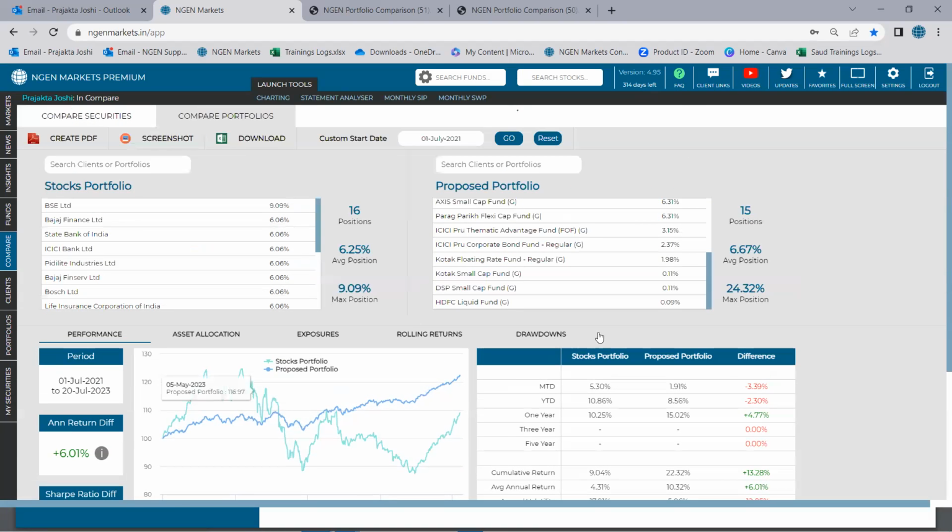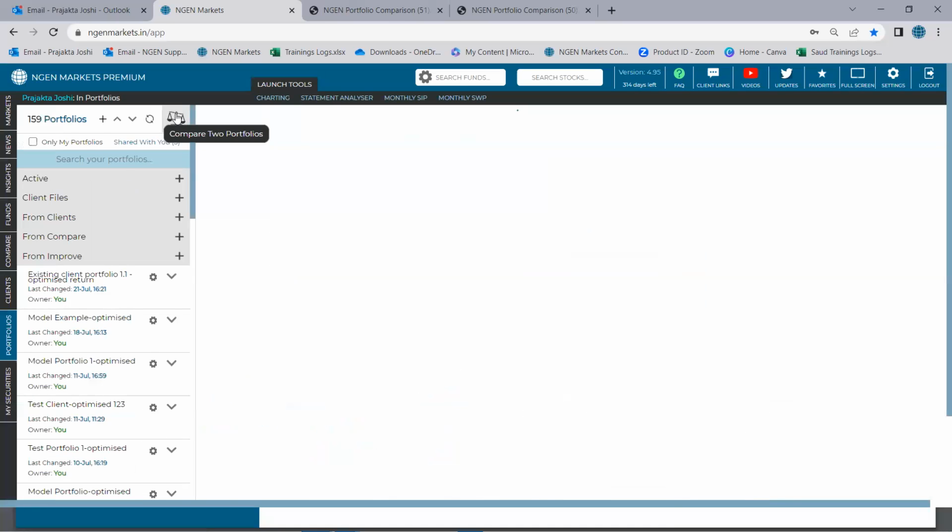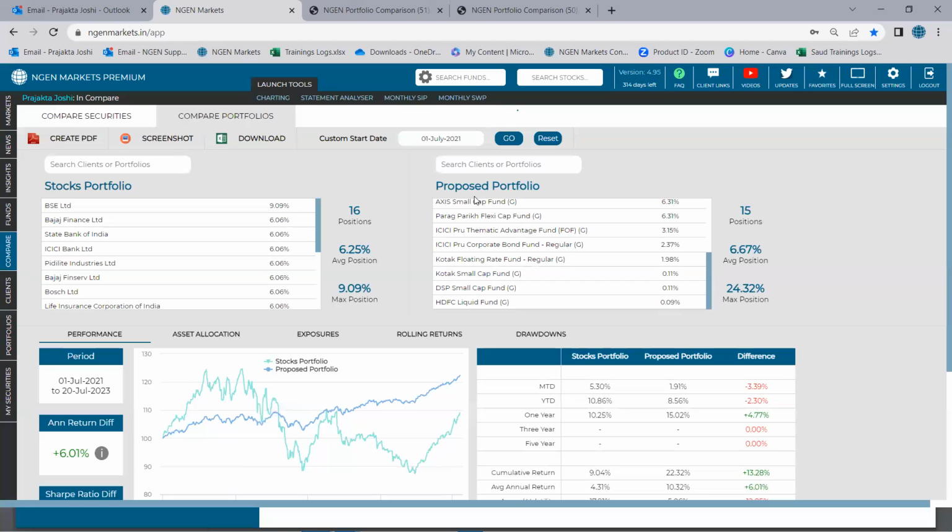So the functionalities are unlimited. You just have to explore. Just head over to the portfolio section, head over to compare two portfolios, and then do the analysis, whatever you please. So that's typically about it from my side for the topic specific webinar.